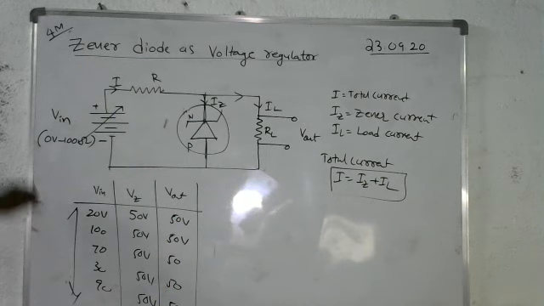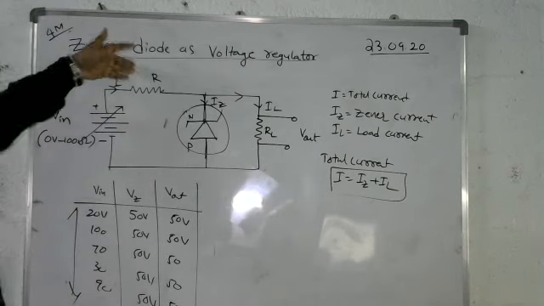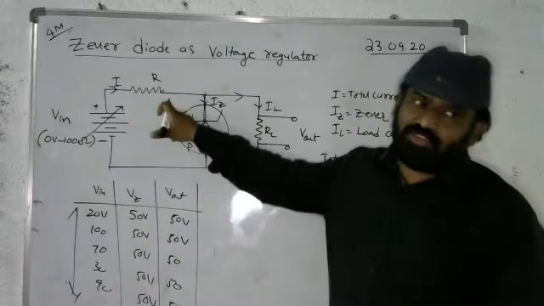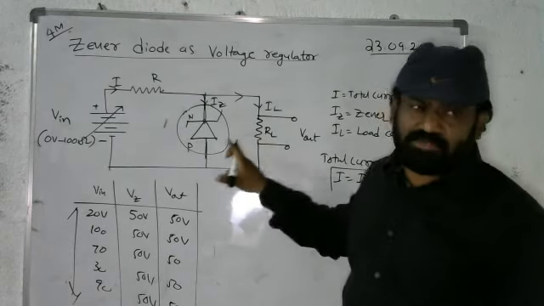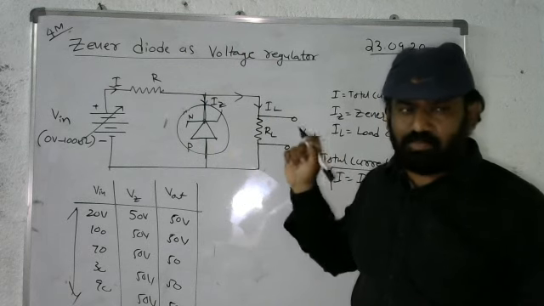What is happening here? Look at this. The value of R, here the series resistance, can be selected in such a way that in the absence of load resistance, the maximum safe current passes through the diode. Once again, a very important point here.